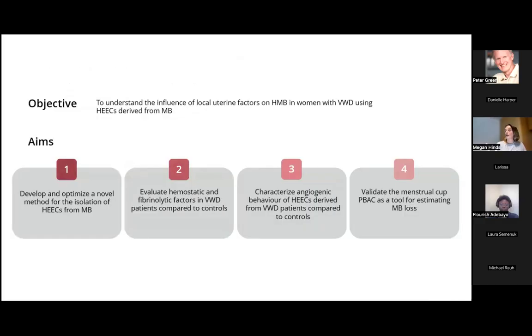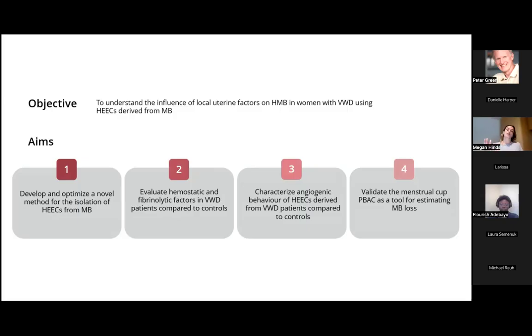Okay, so with all that being said, this project seeks to understand the influence of local uterine factors on heavy menstrual bleeding using HEECs derived from menstrual blood of patients with VWD compared to healthy controls. And this will be accomplished based on the 4 aims. So of course, number 1 is going to be the big one: develop and optimize a novel method for the isolation of these cells, specifically from menstrual blood.